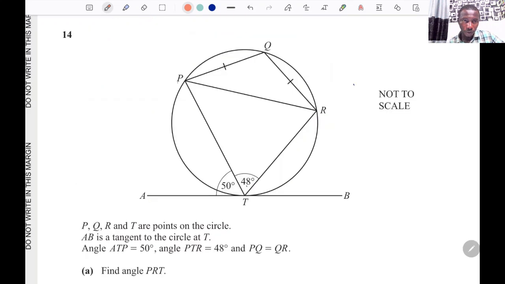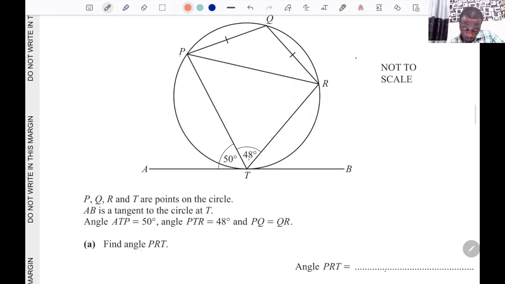Is that clear? Okay, question number 14 says P, Q, R, and T are points on the circle. AB is a tangent to the circle at T, angle ATP is 50, angle PTR is 48, and PQ is equal to QR. We should find angle PRT. When you say R in the middle, it means it is the angle you are looking for.